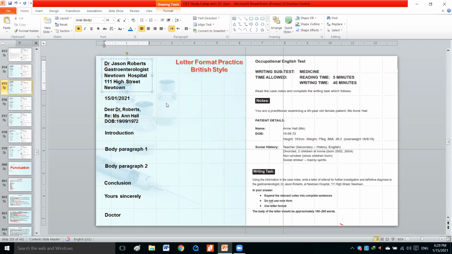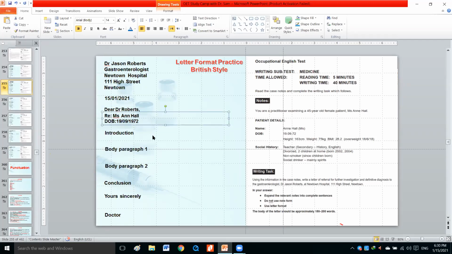Yes. First one is the address. Dr. Jason Roberts, Gastroenterologist, G capital, Newtown Hospital, 111 High Street, H in capital in High, and Street is in capital. Newtown, this is okay. Now the address is okay. Then we will move to the date, 15 January 2021. Date is okay also, because this is in British style.